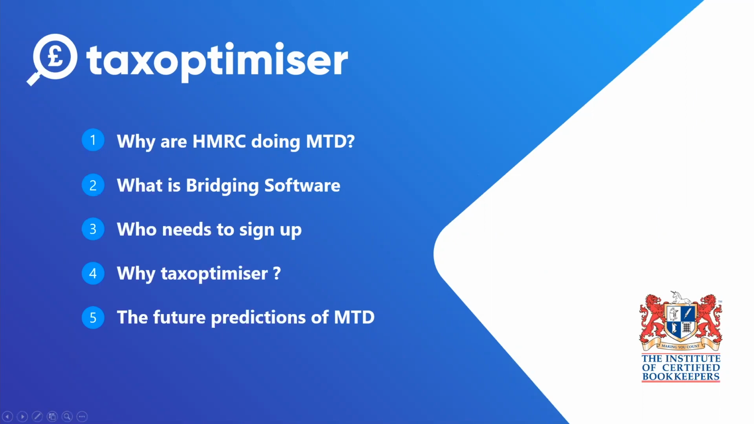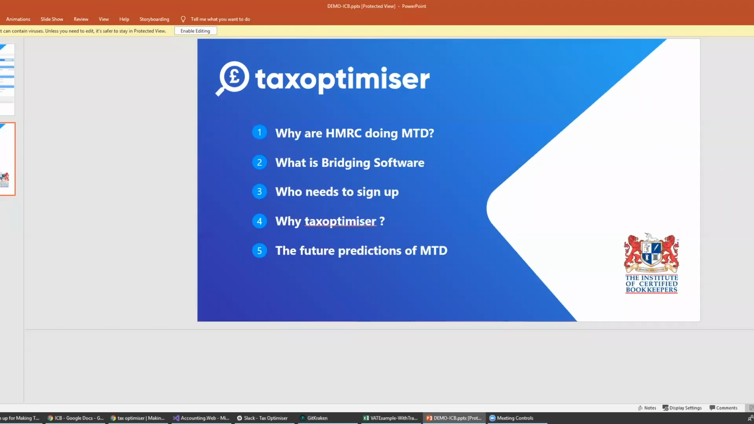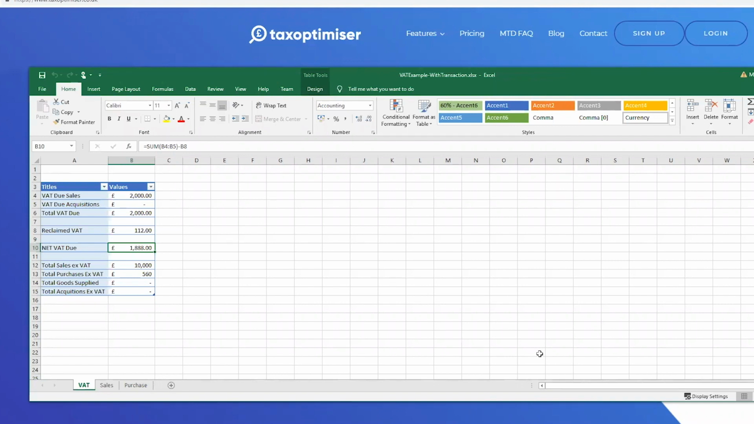So next up, what is bridging software? So I'll just close this down. So basically, bridging software allows you to submit data from an Excel spreadsheet to HMRC. So it's just a mechanism of taking the data, converting it to HMRC's format, and sending it down the line.